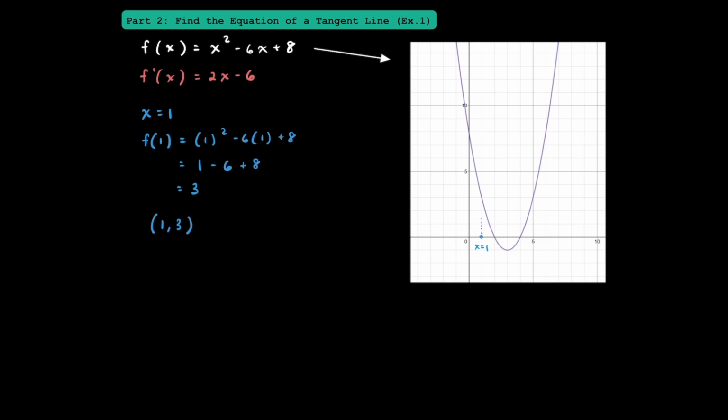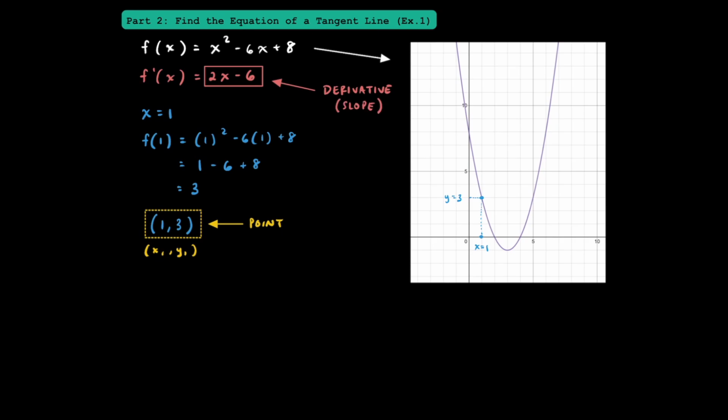Hopefully this makes sense visually, because when you see when x is equal to 1 over here, we can see the y value on this graph is going to be 3. We're going to use this point in a little bit and refer to it as x1, y1. While there's a lot going on, remember that the derivative, or 2x minus 6, represents the slope of the tangent line at any given point.